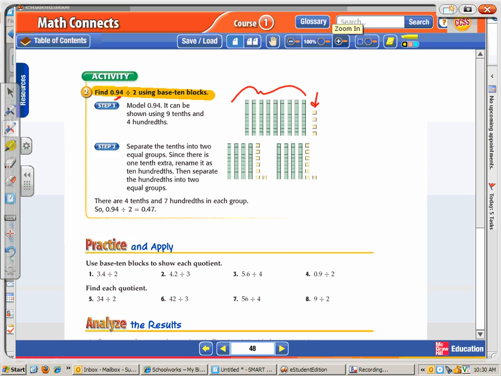So we ended up separating, and we ended up with 1/10 left. Couldn't separate it equally, so we broke that 10th into 10/100ths, and then we're able to separate that out, and in each group we had 47/100ths. Okay, so just like we were doing last year when we were dividing a whole number by another whole number, you're doing the same thing, but just remembering what the value of these base 10 blocks is and how that relates to decimals.